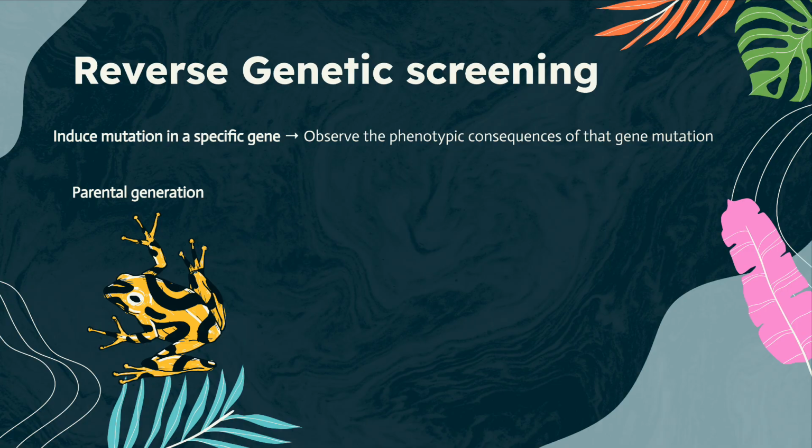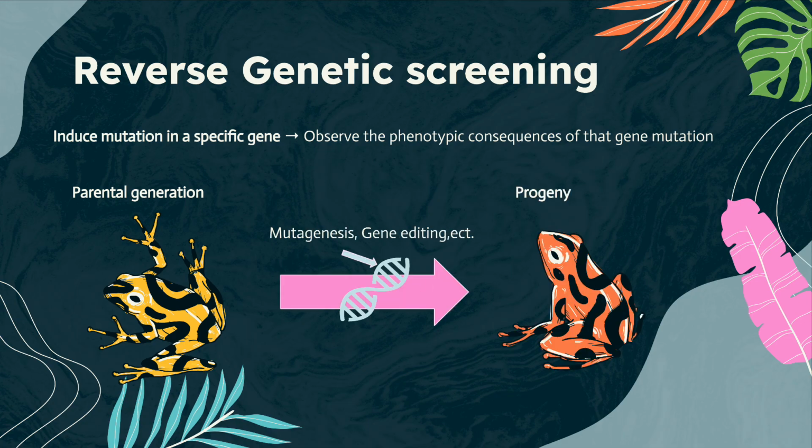In comparison, reverse genetic screening begins by creating a mutation in a specific gene, allowing reproduction to produce new offspring and observing the phenotypic consequences of the distinct mutant gene.